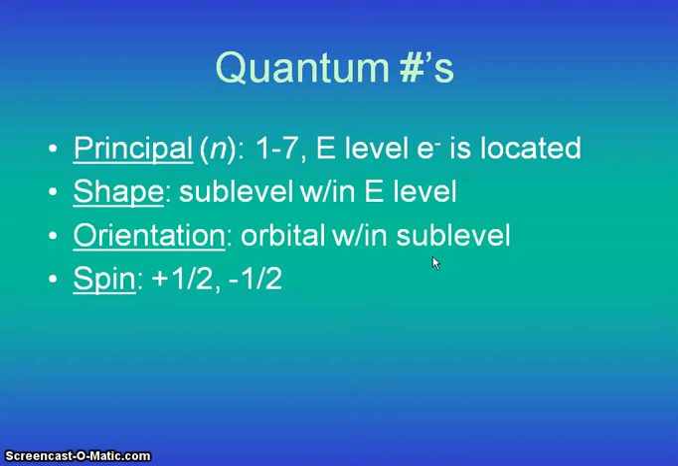Every orbital can hold 2 electrons, but in order for both of those negatively charged electrons to fit in their orbital, they have to be spinning in opposite directions. So we say that one of them has a plus half spin and the other has a minus half spin.